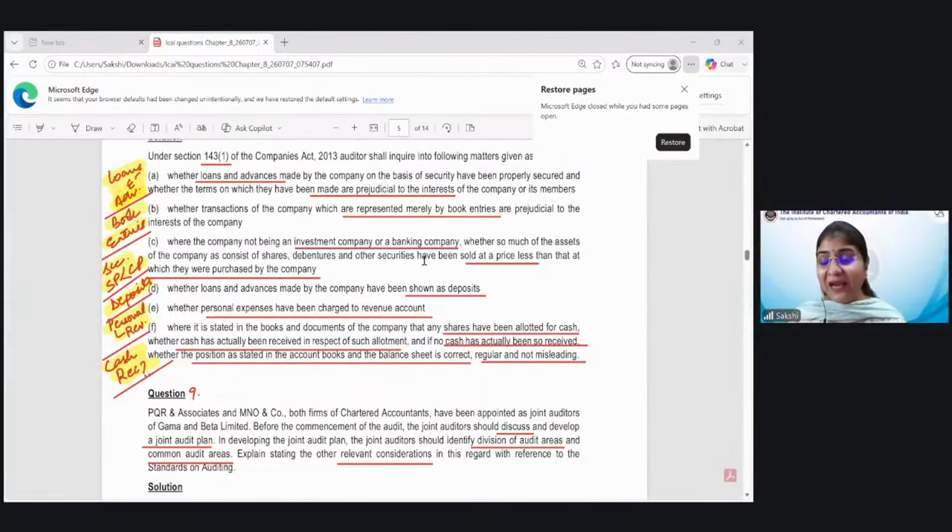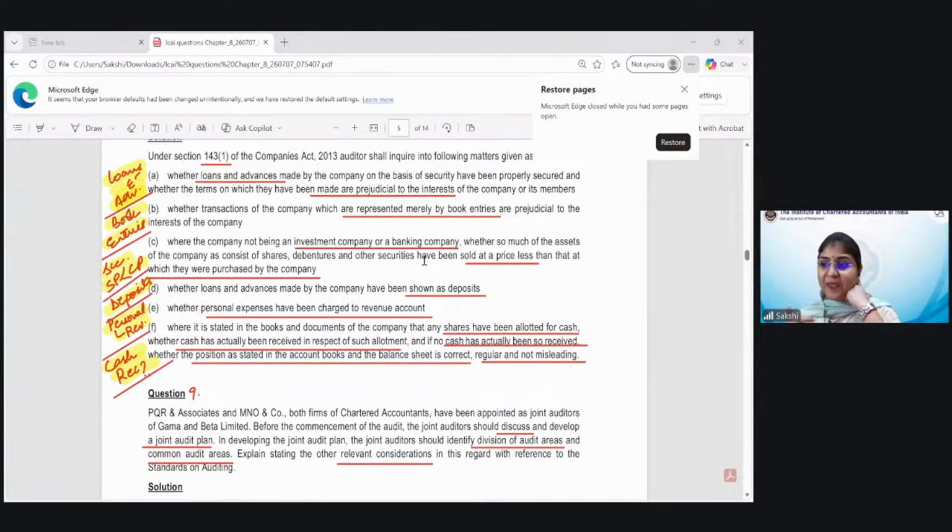The profit will be understated. The expenses will be overstated. So this is what you have to check. Where it is stated in the books and documents of the company that any shares have been allotted for cash, whether cash has been actually received in respect of such allotment, and if no cash is actually received, whether the position stated in the books and balance is correct, regular and not misleading.